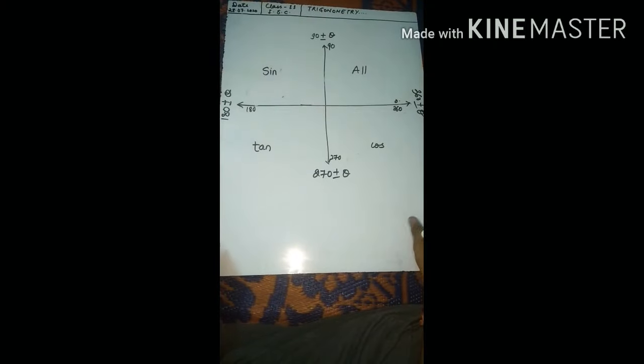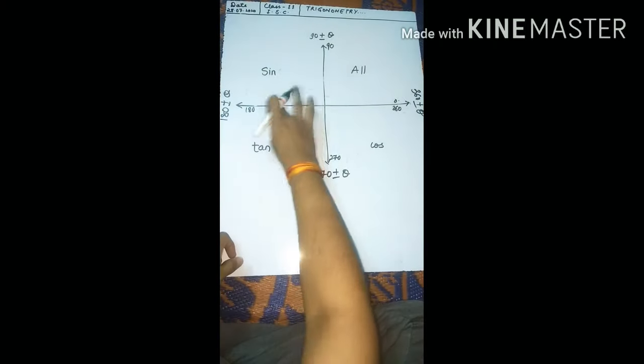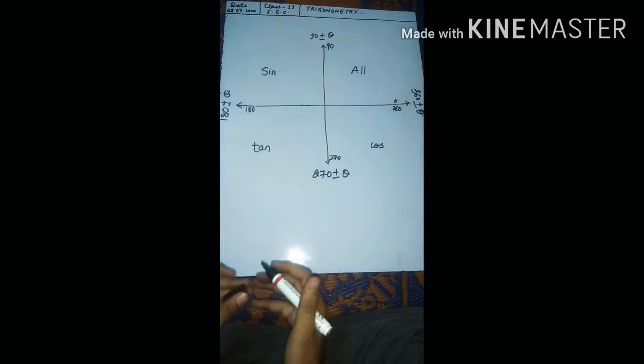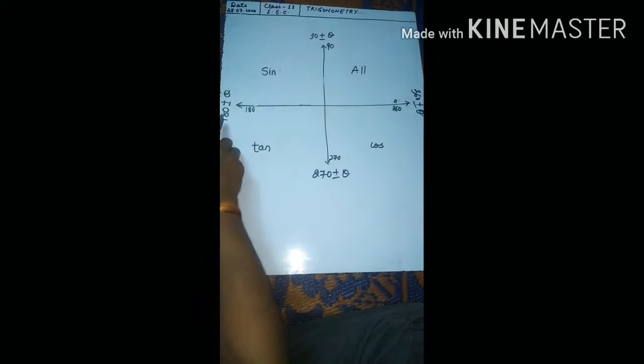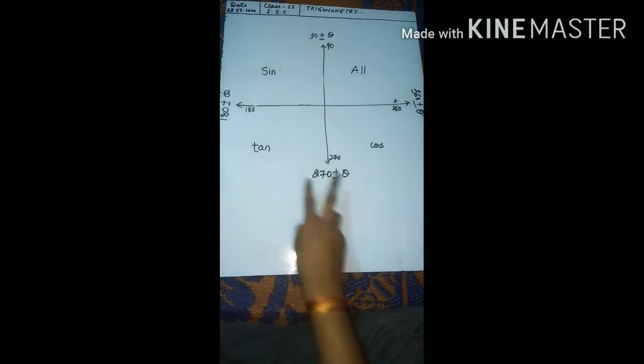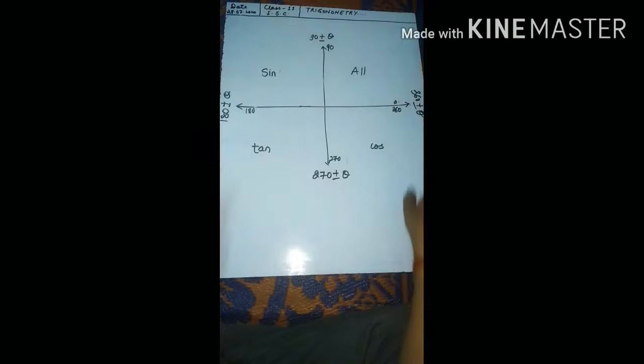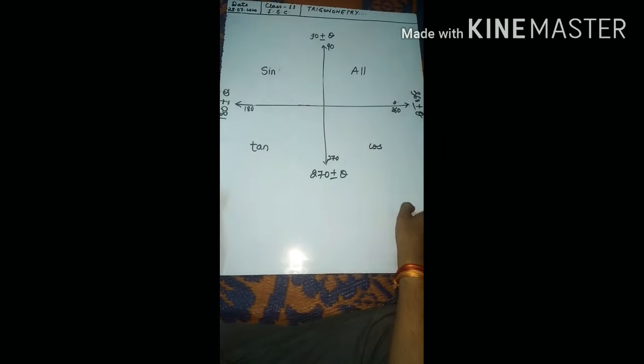Okay, here you have a clear picture. The previous one was somewhat hodgepodge. So how I have mentioned: all, sine, tan, cos, 90 plus theta, 90 minus theta, 180 plus theta, 180 minus theta, 270 plus minus theta, and 360 plus minus theta. Like this I have expressed.